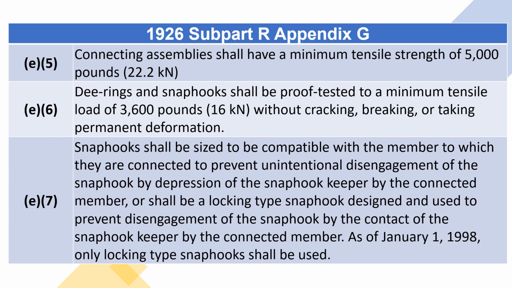E.7. Snap hooks shall be sized to be compatible with the member to which they are connected to prevent unintentional disengagement of the snap hook by depression of the snap hook keeper by the connected member, or shall be a locking type snap hook designed and used to prevent disengagement of the snap hook by the contact of the snap hook keeper by the connected member. As of January 1, 1998, only locking type snap hooks shall be used.